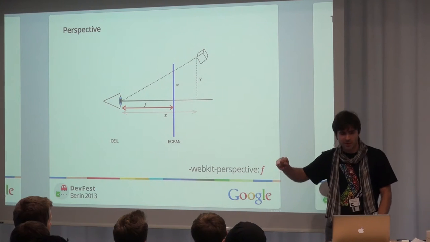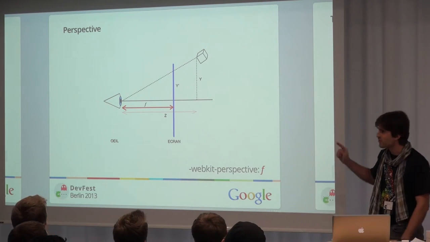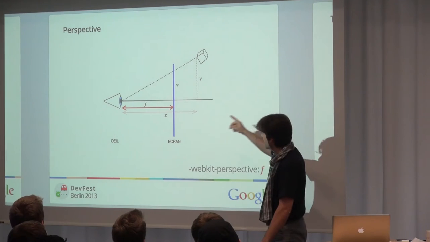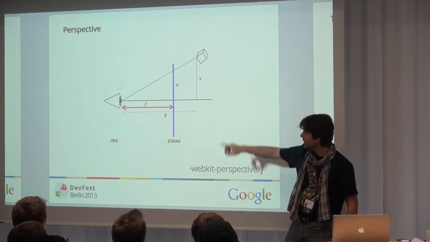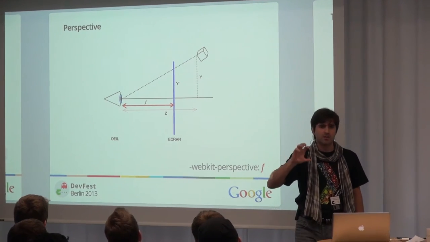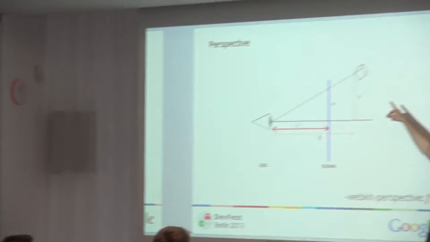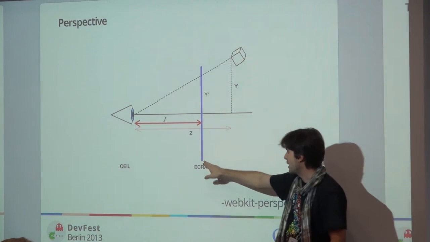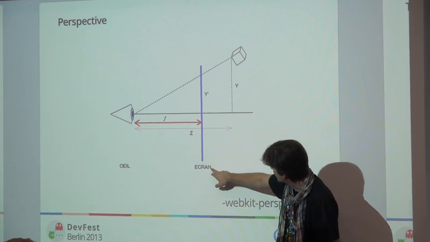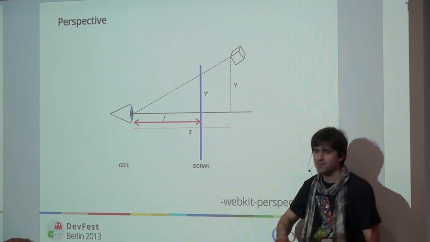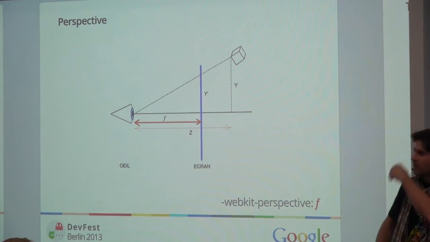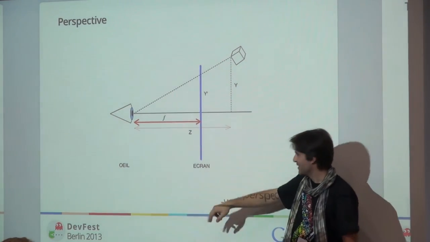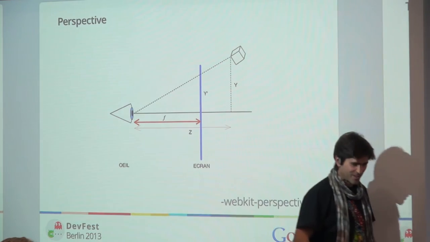Quick reminder, I told you this was about geometric. Quick reminder of how this perspective thing works. So this is how you do a 3D projection. The cube there is the 3D object I want to project on my screen. This is not translated. Well, ekran means screen in English, and I means eye. I guess you got that.